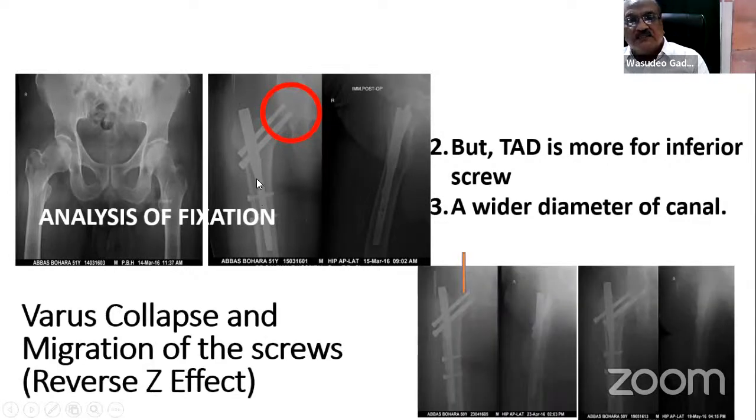You can see here, this is the wider diameter canal. This nail is not just holding with the one screw, there is a translation, an unstable construct, and ultimately there is a varus collapse. Even after doing a very good, anatomical reduction in the anterior as well as the posterior, the medial cortex is continuous, and anterior and posterior are also in good condition. Still there is a varus collapse and the fracture failed.